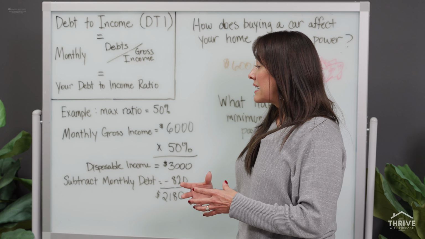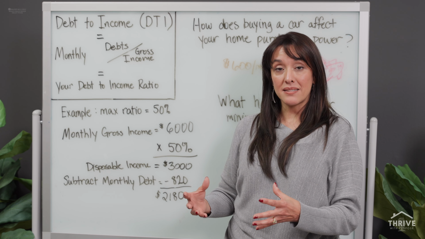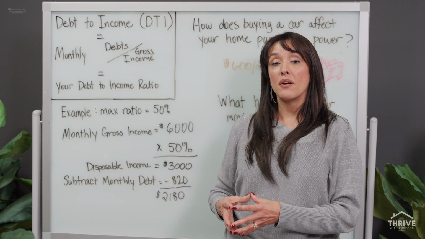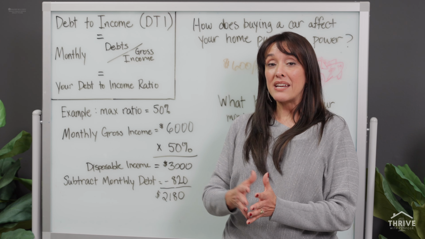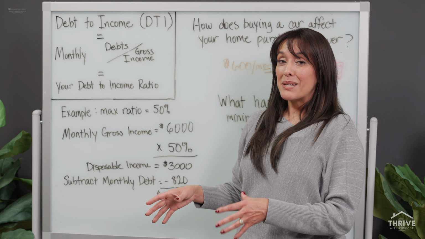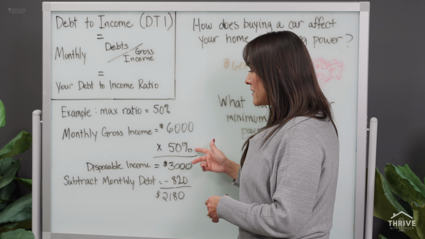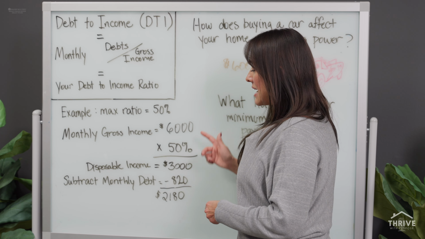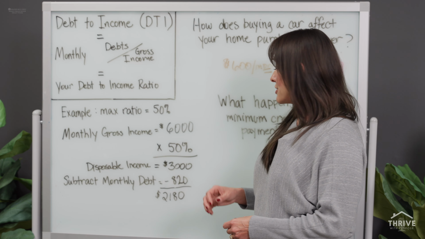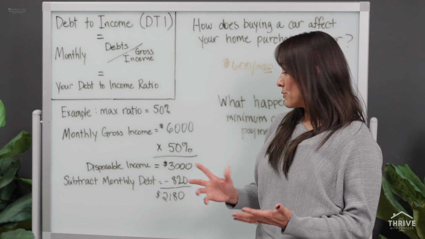Now, when we're calculating your debt to income ratio, there are guidelines that determine what that maximum percentage can be. And so some of the factors that will determine that are predominantly your loan type. And that range can be anywhere between 43 to 56%. In this example though, to keep it simple, let's just say that the maximum allowable ratio is 50%. So we're gonna take 50% of that gross monthly income, and that means that you have $3,000 of disposable monthly income.